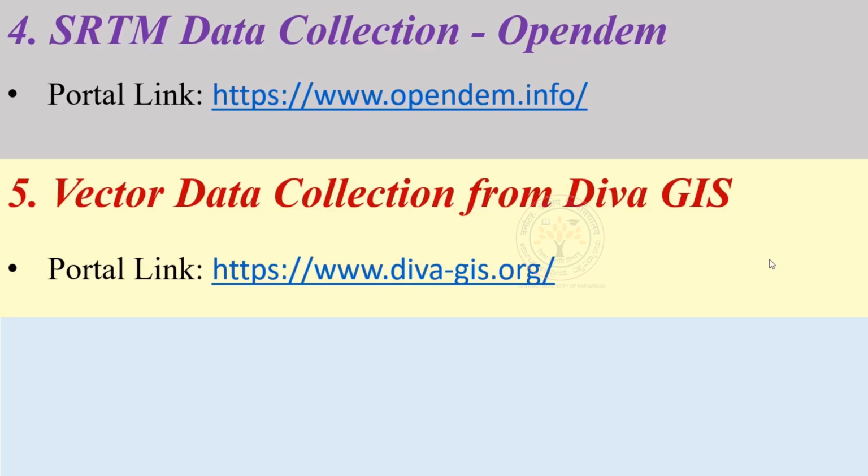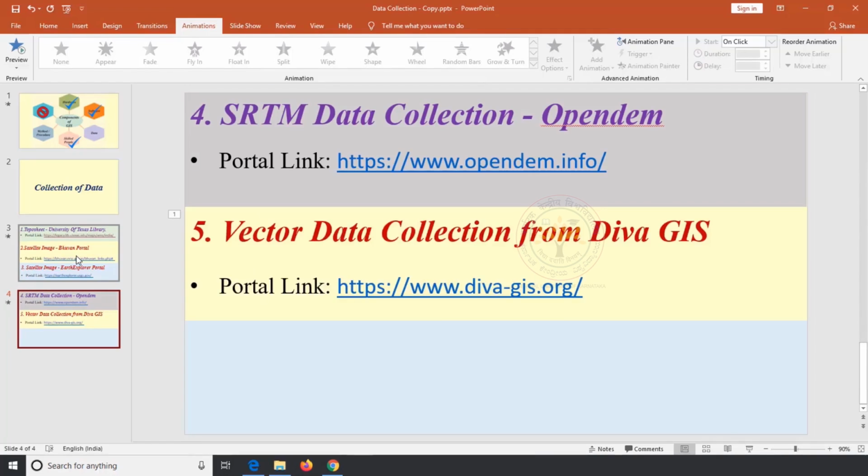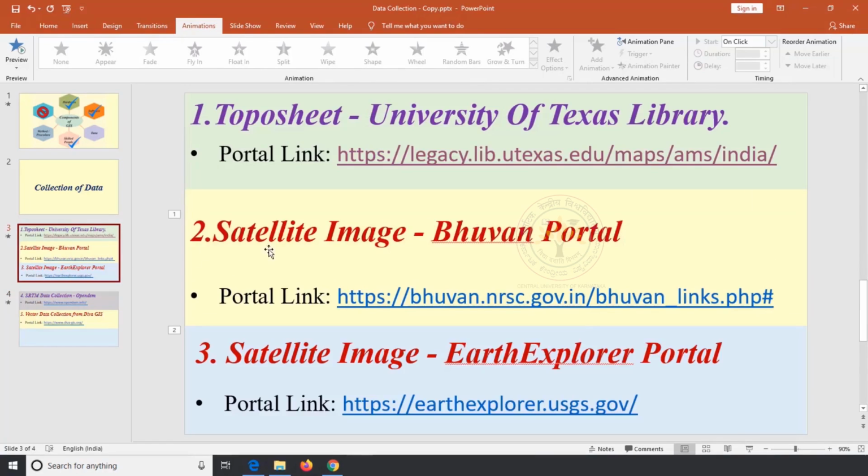In this video, we will see how to download topographical sheet from Texas Library and vector data from Diva GIS for our GIS work. As these data are free of cost and no login information is necessary, anyone having an internet connection can download and use this data.